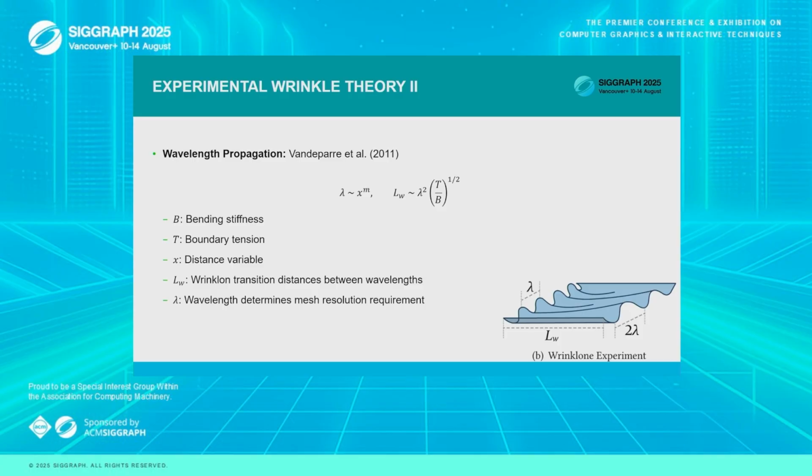The second experimental wrinkle theory that our method builds on is about how wrinkle wavelengths propagate. In the wrinkle experiment, the first formula shows that a characteristic wrinkle wavelength grows with distance and follows a power law relationship. Specifically, it is proportional to the distance raised to the power of m. The second formula describes how far you need to go for a wrinkle wavelength to double. It says this distance is proportional to the square root of the original wavelength and the square root of the ratio between the boundary tension and the bending stiffness.